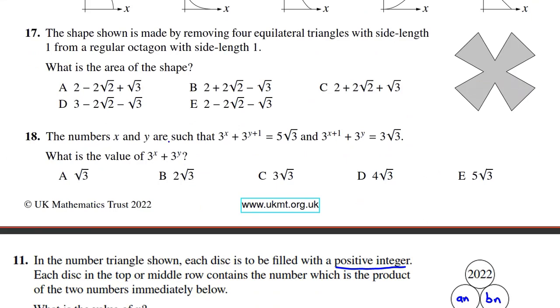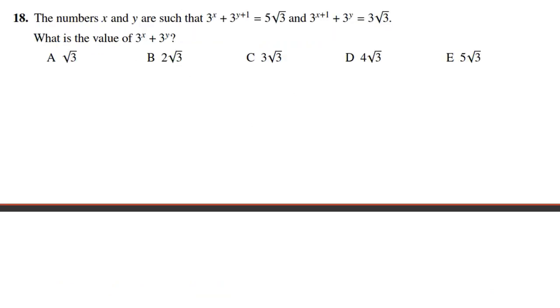The numbers x and y are such that 3 to the x plus 3 to the y plus 1 equals 5 root 3, and 3 to the x plus 1 plus 3 to the y equals 3 root 3. What is the value of 3 to the x plus 3 to the y? Okay, here we want to use the power rule. The first equation is what? 3 to the x plus 3 to the y plus 1.